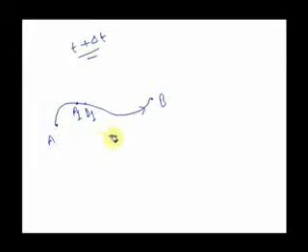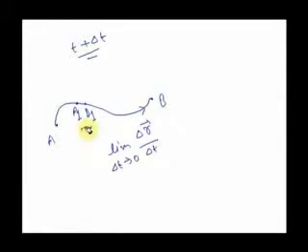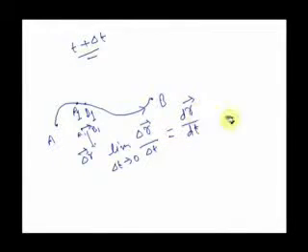So the instantaneous velocity of the particle will be given as limit delta t tends to 0 delta r by delta t, where delta r is the vector between point a1 and b1. This is our delta r. So this expression is nothing but the derivative of displacement vector with respect to time. So this is our instantaneous velocity.